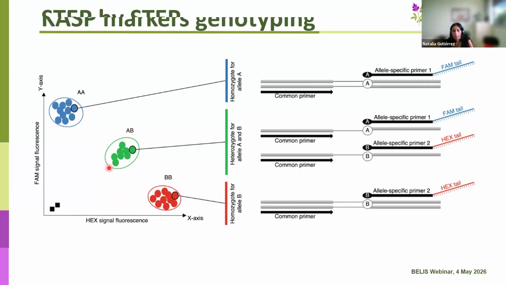Heterozygous samples, which carry both alleles A and B, produce both FAM and HEX signals at similar intensity. As a result, they appear in the middle of the plot and show as green dots. Finally, the black squares represent the non-template control, which should not show any fluorescence signal. This clear clustering is exactly what we're looking for. It shows that the assay is robust and that we can confidently distinguish between genotypes.